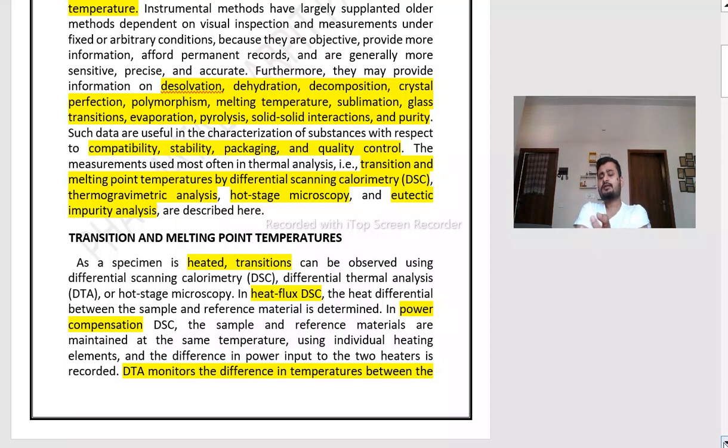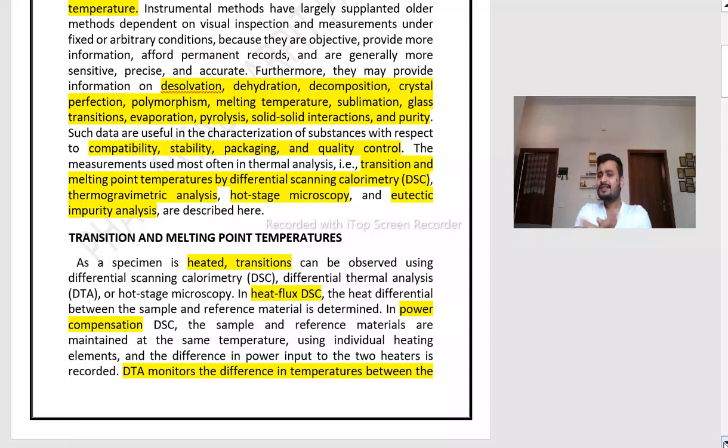If any specimen or drug substance is heated, a transition is observed. Generally, if you heat anything, it can change its state. If you burn camphor, it changes from solid state to gaseous state, which is known as sublimation. We will discuss more in detail; first, I will complete this.